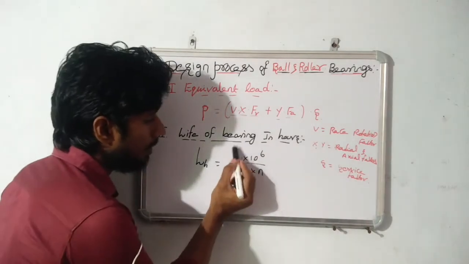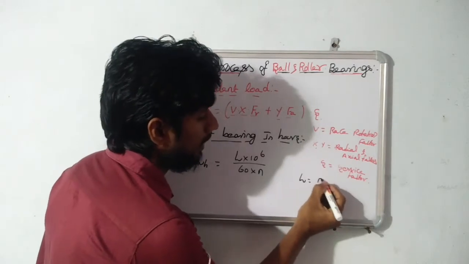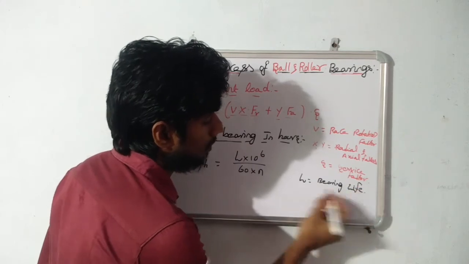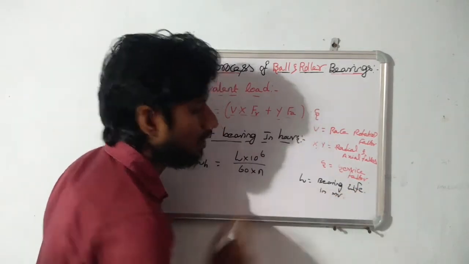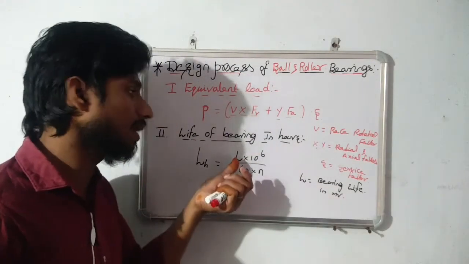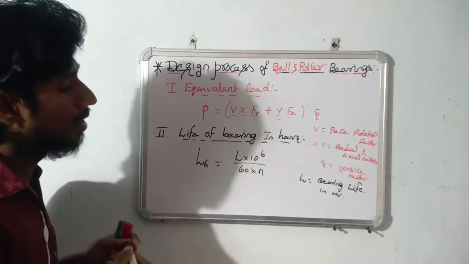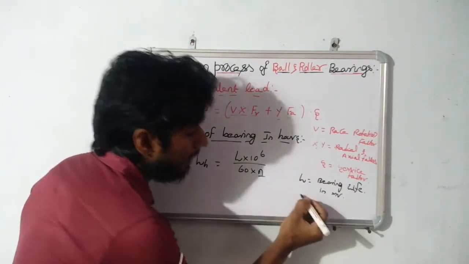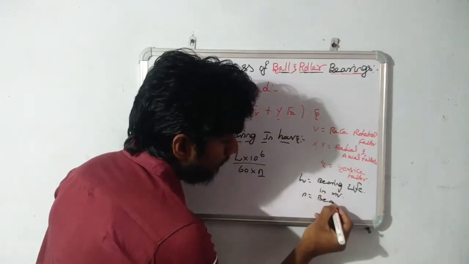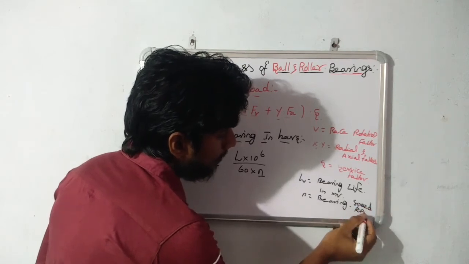So let's see here, that L indicates the bearing life in MR, in million revolutions. That means life of bearing in million revolutions is indicated by L. So with the help of this, here we are going to find out the life of bearing in hours. And one more term is there, it is the N. The N is the bearing speed. Bearing speed is considered in RPM.